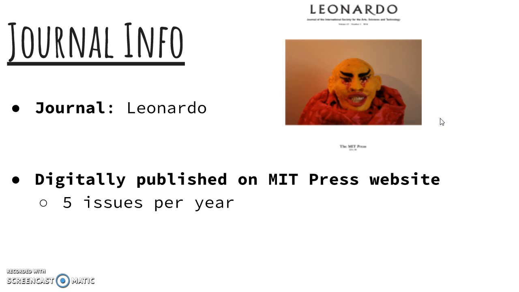Leonardo is digitally published on the MIT Press website 5 times per year, typically in the months of February, April, June, August, and October. The whole purpose of this journal is to provide information about the arts and technology field. Not only are the arts and technology a main focus, but architecture, economics, computer science, political science, history, international affairs, cognitive science, and game studies are all common topics as well.